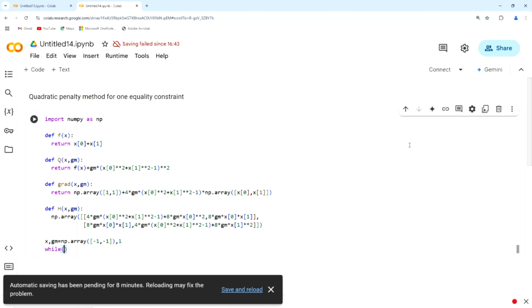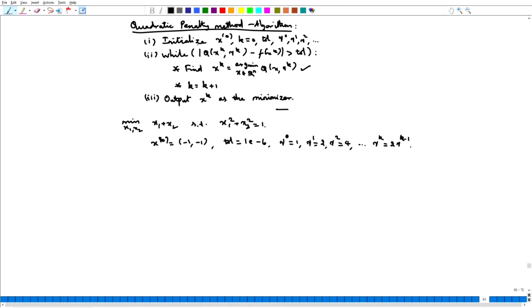Now if you recall, the stopping condition is that q of x comma gamma minus f of x must be less than the tolerance. Okay, the tolerance is 1 e minus 6, I will just represent this as 1 e minus 6. And here I need to solve an unconstrained optimization problem, right. So, for that let me in this case use Newton's method.